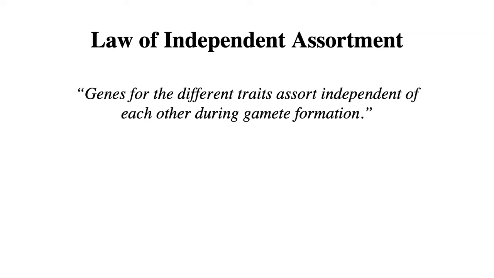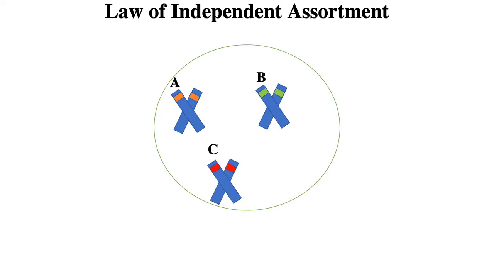So now let's talk about the law of independent assortment. The law says that genes for different traits assort independently during gamete formation. So now let's have an explanation of this law. Let us understand this with the help of this cell.